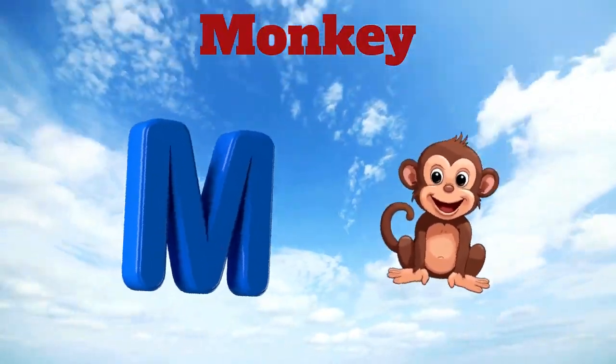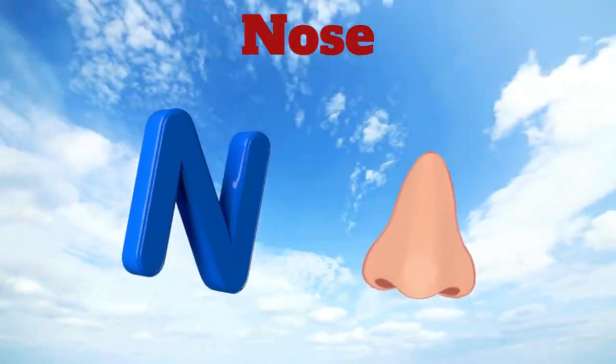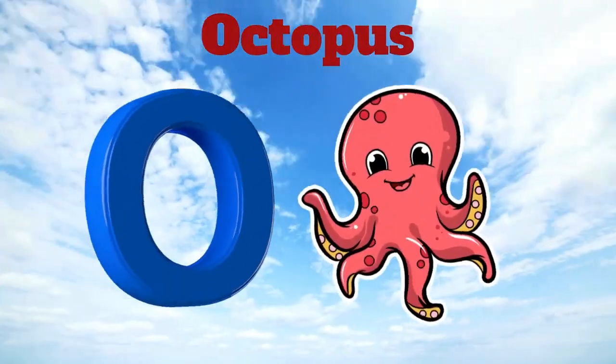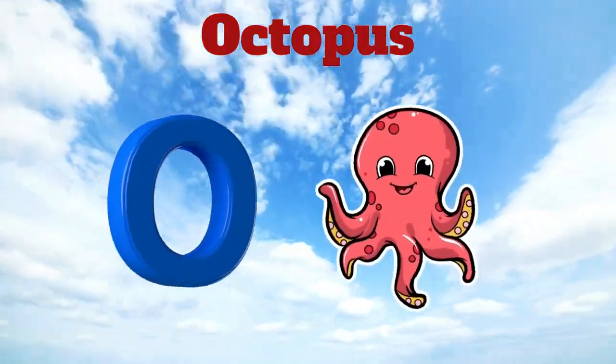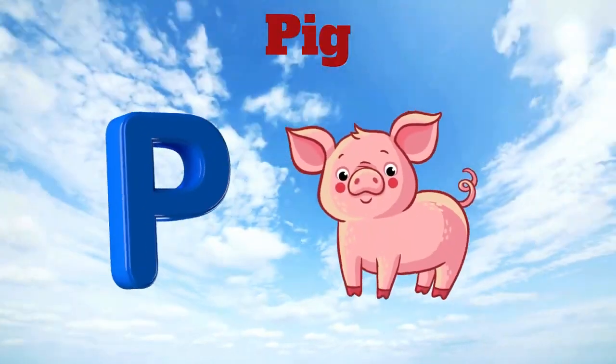Monkey. M is for monkey. N for nose. Nose. N is for nose. O for octopus. Octopus. O is for octopus. P for pig.